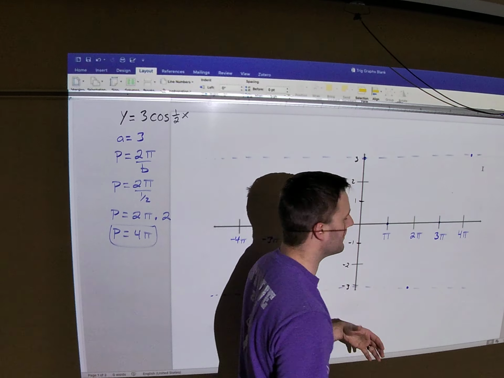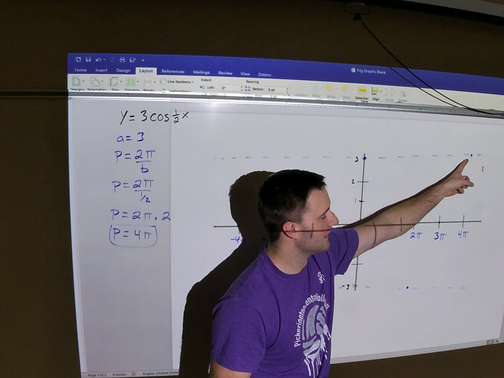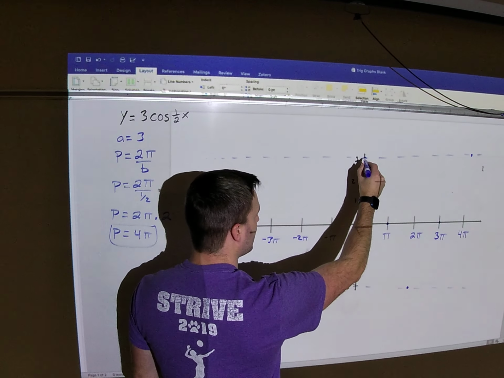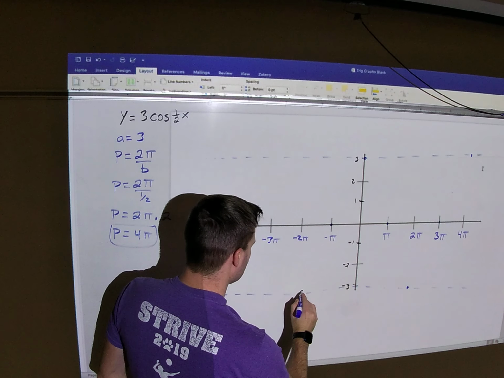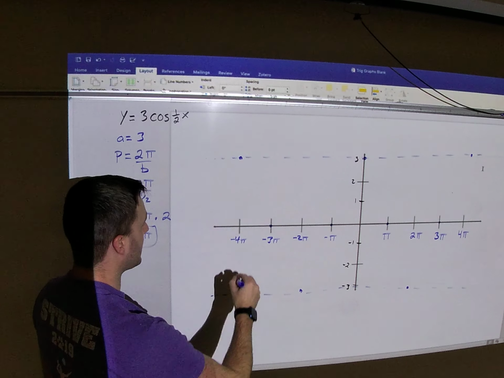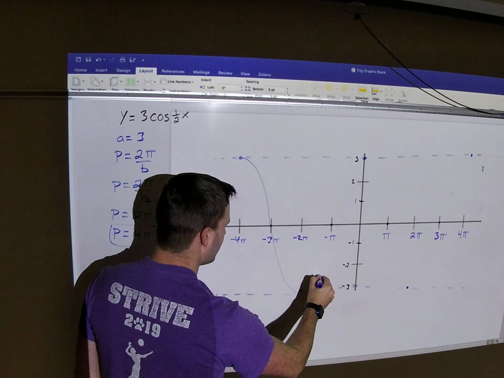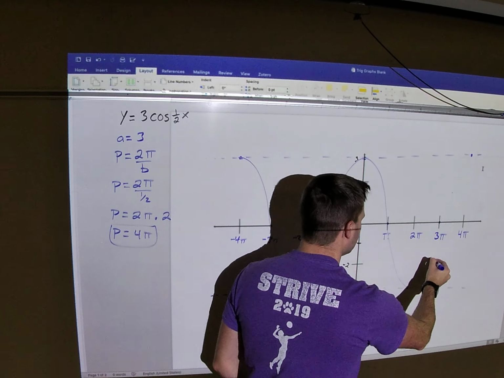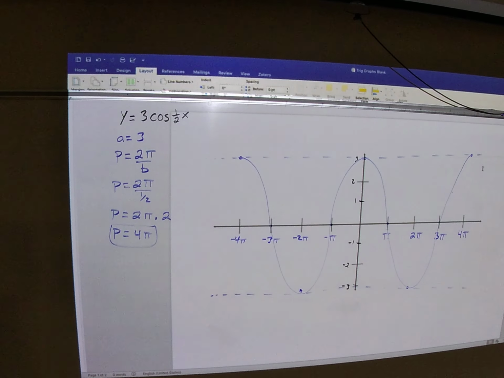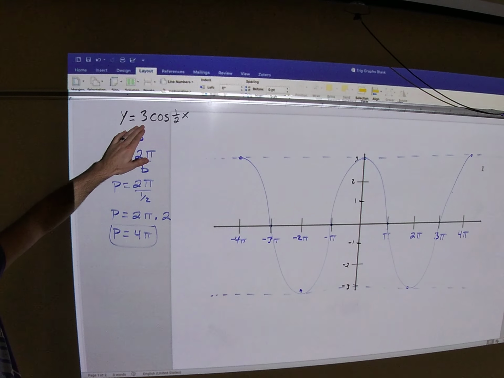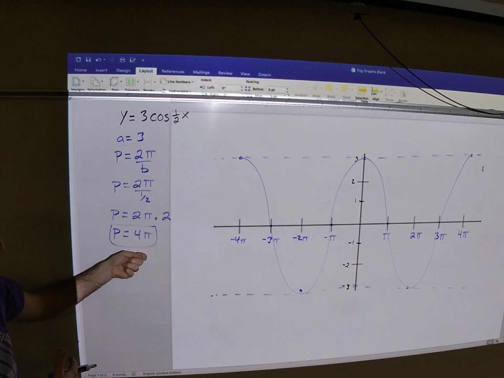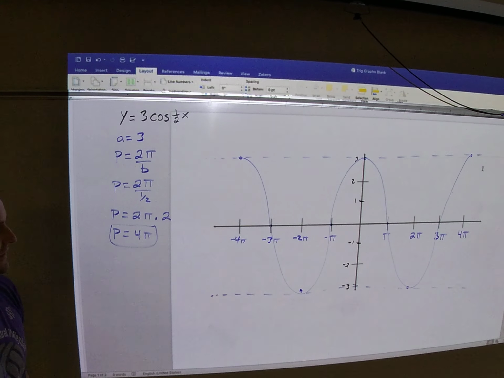So this is why I suggest having the dotted lines. It just makes it a little bit easier as you get out and graph these. And so, if I come back around, maximum, midline, minimum, midline, maximum. And if I were to draw this, we have this larger graph, amplitude of 3, longer period of 4 pi. And so this would be our cosine function that has an amplitude of 3, and it has a b value of 1/2, which means its period, or distance before it starts to repeat, would be a distance of 4 pi.